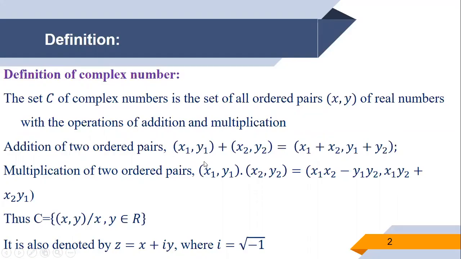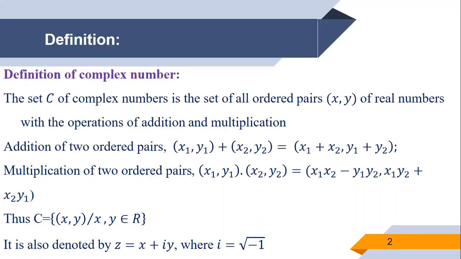and multiplication of two ordered pairs (x1, y1) and (x2, y2) is nothing but (x1 x2 minus y1 y2, x1 y2 plus x2 y1). So if two complex numbers (x1, y1) and (x2, y2) are given, then the multiplication is defined in this form and addition is defined in this form. Then a complex number is nothing but (x, y) such that x, y belong to R.